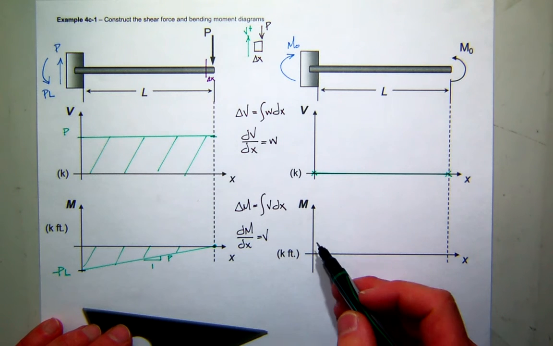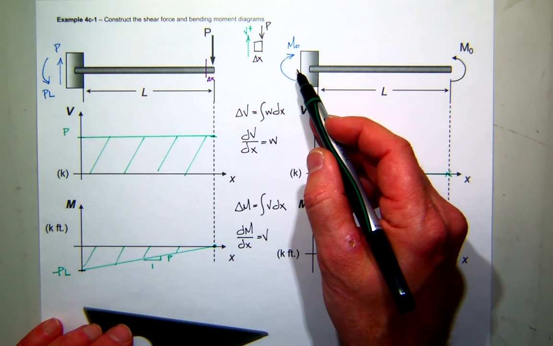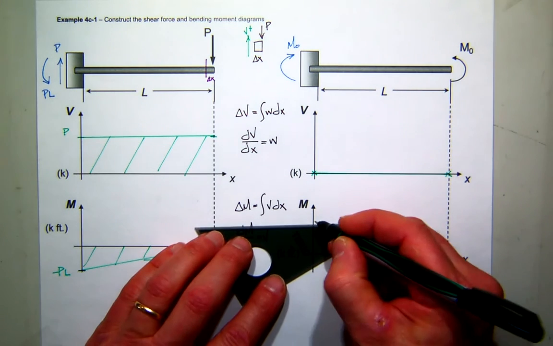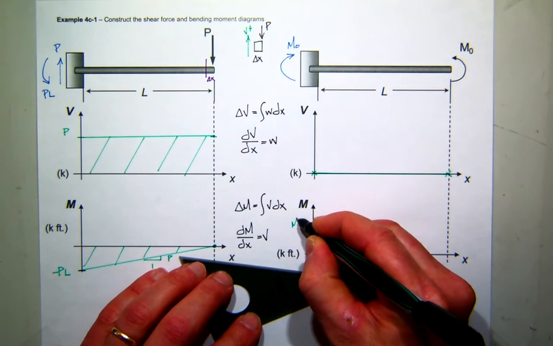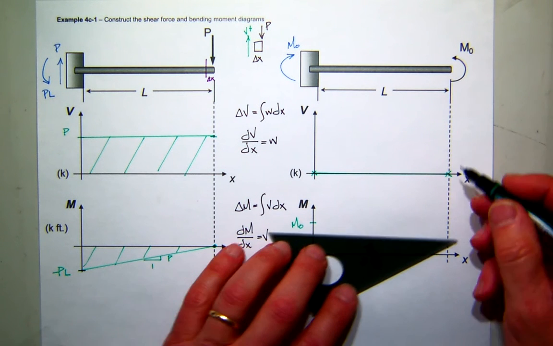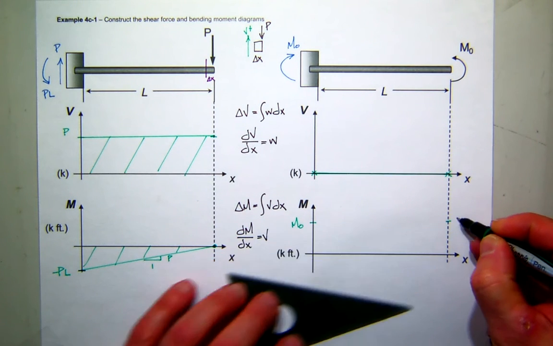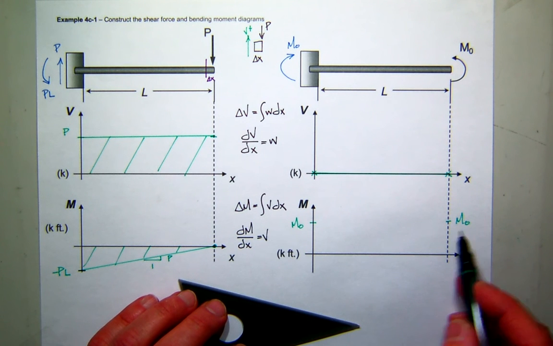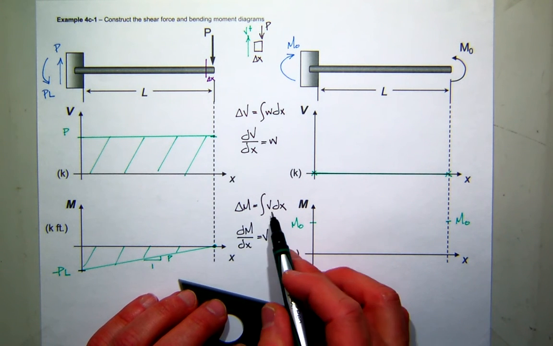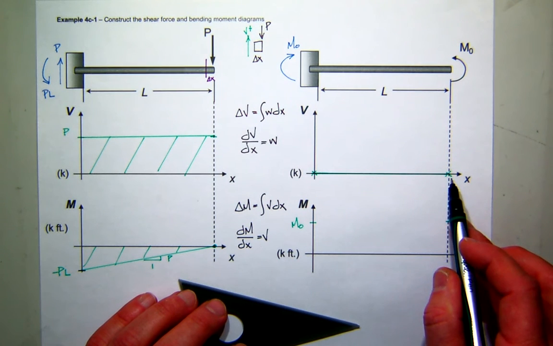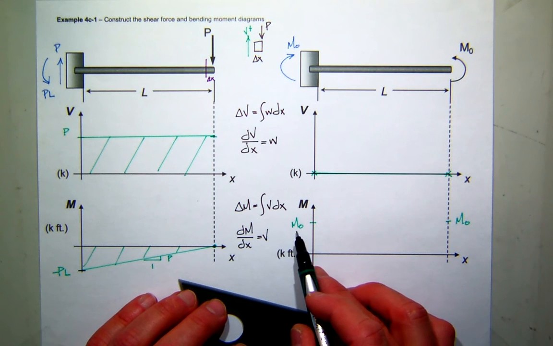Now starting with the moment, what's the moment on the left side? What kind of bending moment is that? Positive or negative? Positive. What kind of bending moment is that on the right? Positive. So again, we know where we're starting and where we're going to end. The change in the moment is the area of the shear diagram. What's the area of the shear diagram? 0. So M naught plus the change is M naught.